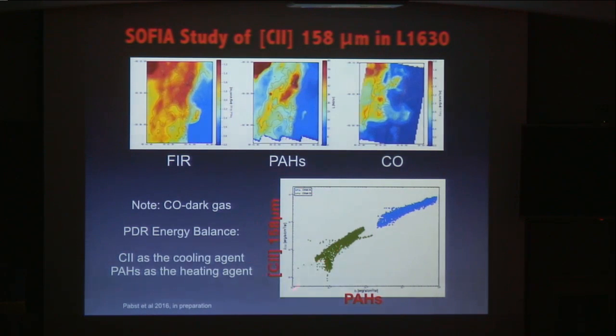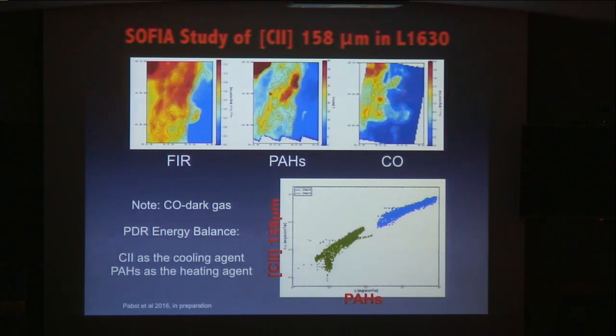And then you can take the observed carbon plus intensity compared to the PAH intensity, and then you can get some sort of a semi-empirical relationship, trying to understand what the photoelectric heating is doing in this region, because the carbon plus is really the dominant coolant of this region, and the PAHs are supposed to be involved in the heating. And this is this Orion B data.